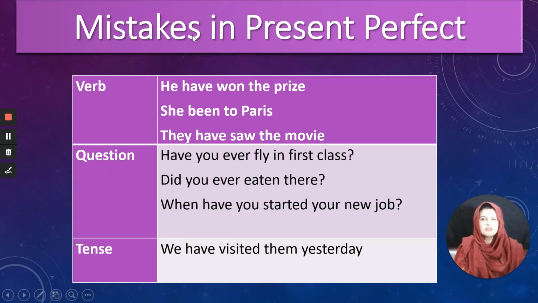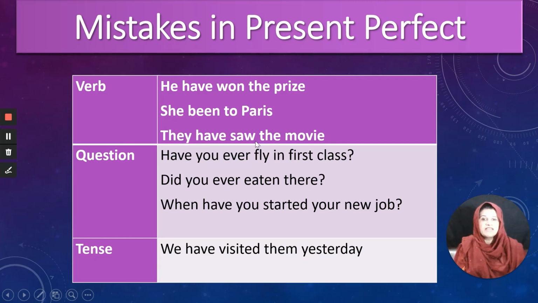Now we'll see some of the most common mistakes in present perfect. The first mistake is related to the wrong verb, like "he have won the prize." Can you guess what's the mistake here? With he, we cannot use have. We need to use has here. So how will we say it? He has won the prize. Next, "she been to Paris." So what's missing here? She has been to Paris.